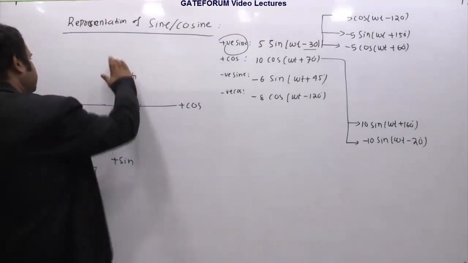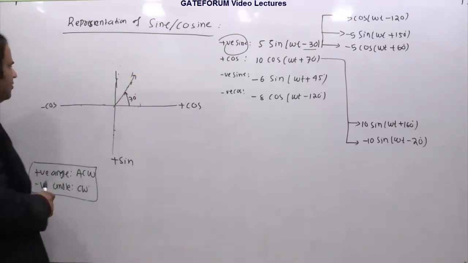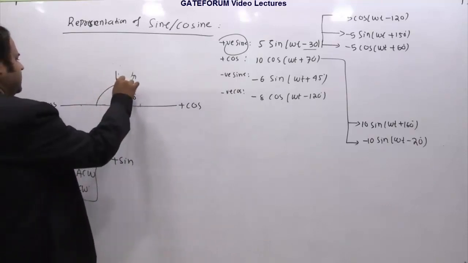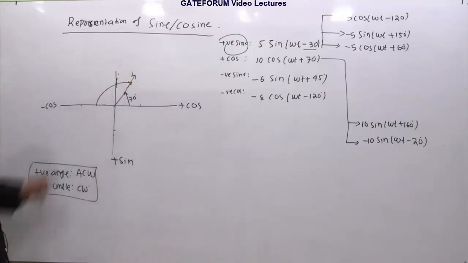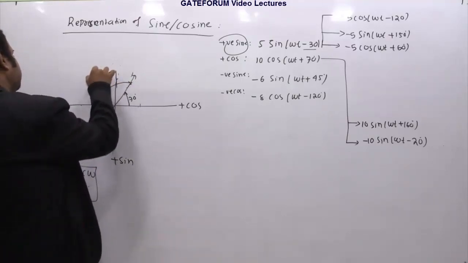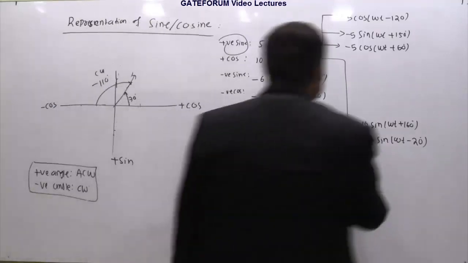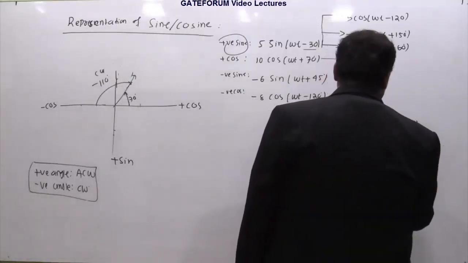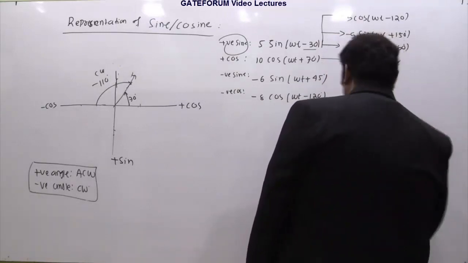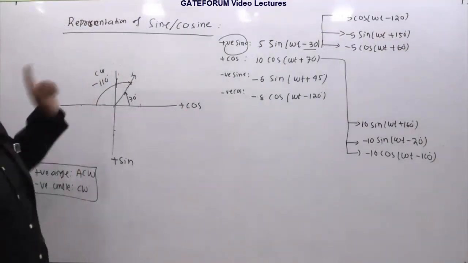And now if you want to represent in terms of negative cos, if you go this way, it will again be more than 180, so you have to go this way. This movement is 90 plus 20, which is 110 degree in the clockwise direction, so you should take this as negative 110. So this can be written as negative 10 cos of omega t minus 110 degrees, right? If you go to negative cos and move 110 degree in the clockwise direction, you'll definitely reach here. This is the answer.